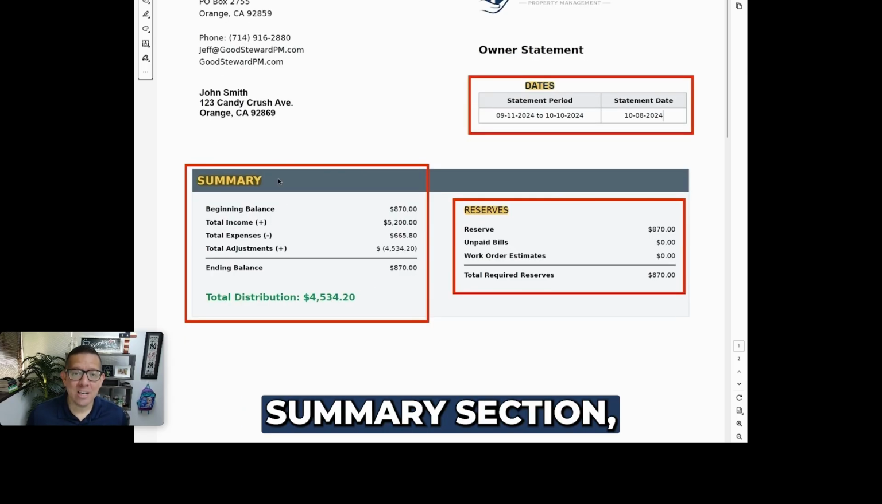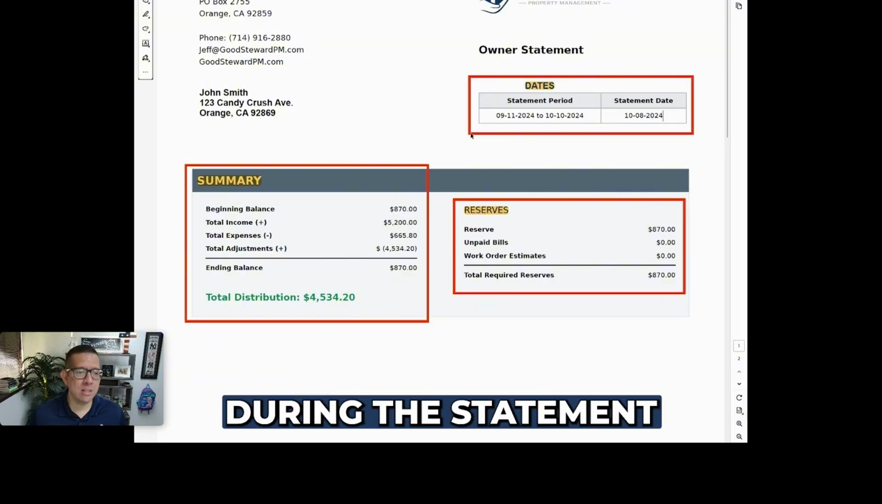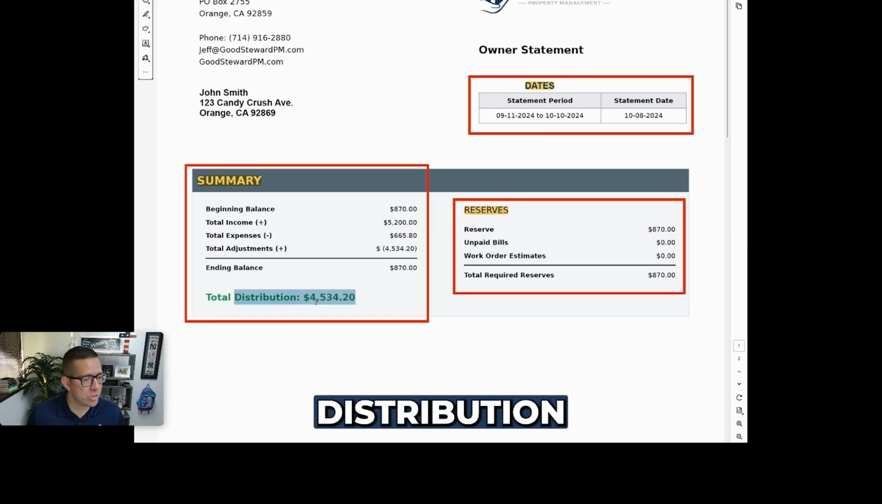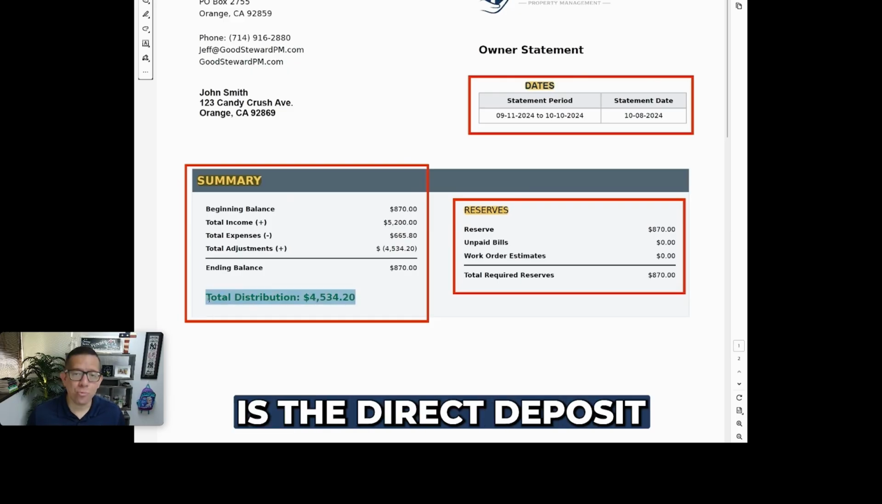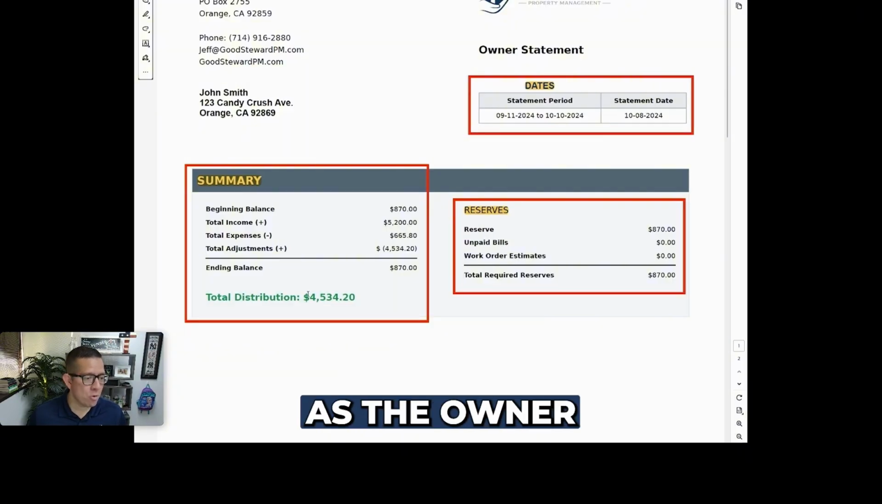Let's move on to summary. Under the summary section, it's going to give you a summary of the activity during the statement period window. This amount here of total owner distribution is the direct deposit that you'll be receiving. We refer to this amount as the owner distribution. Next, let's move on to the reserves.